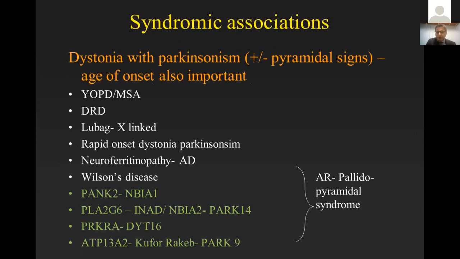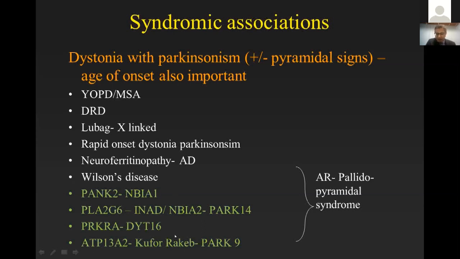Now we move to dystonia and Parkinsonism. And again, there are a number of causes of this. You have all seen young onset Parkinson's can sometimes have dystonia. Patients with MSA can have antecollis. Dopa-responsive dystonia can have Parkinsonism. So a number of causes: rapid onset dystonia Parkinsonism, a number of recessive disorders, which we used to call pallidopyramidal syndromes, because many of them also had some pyramidal involvement. A number of the brain iron accumulation disorders come into this context, Wilson's disease.